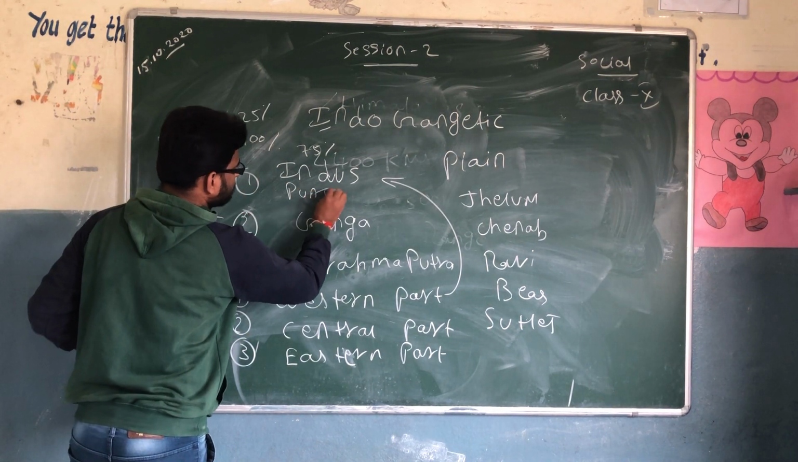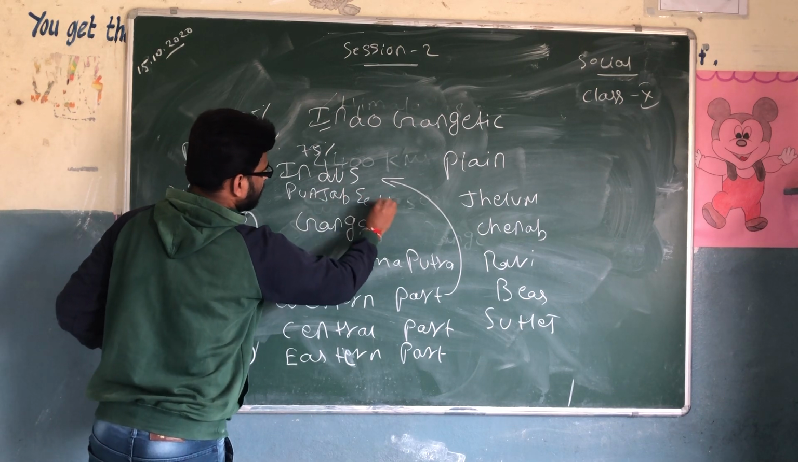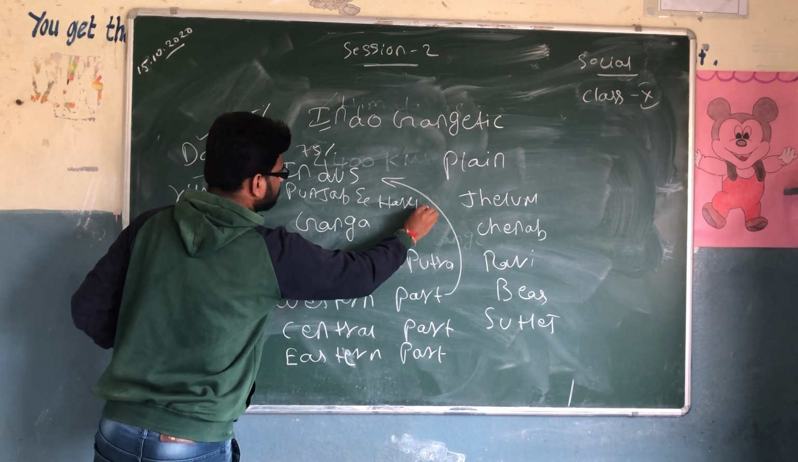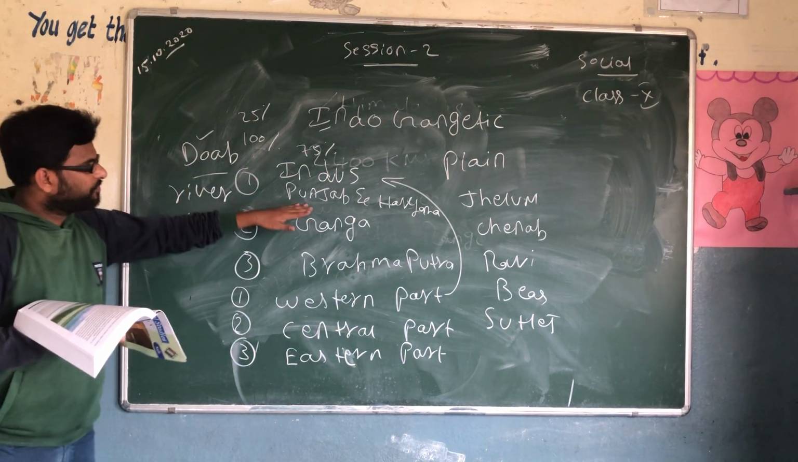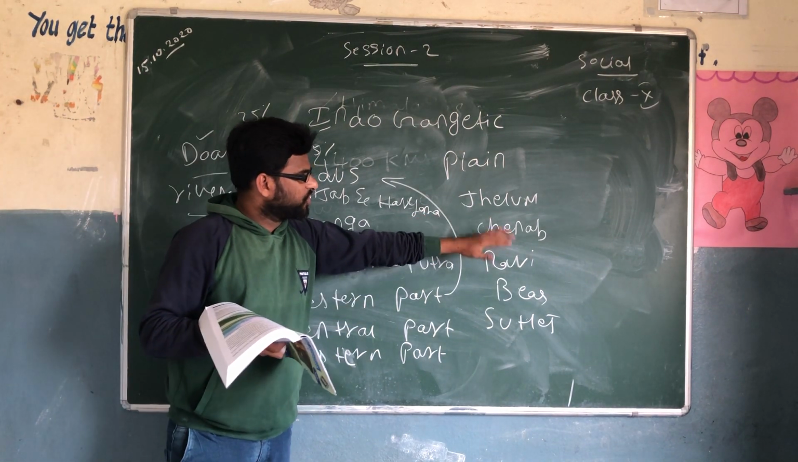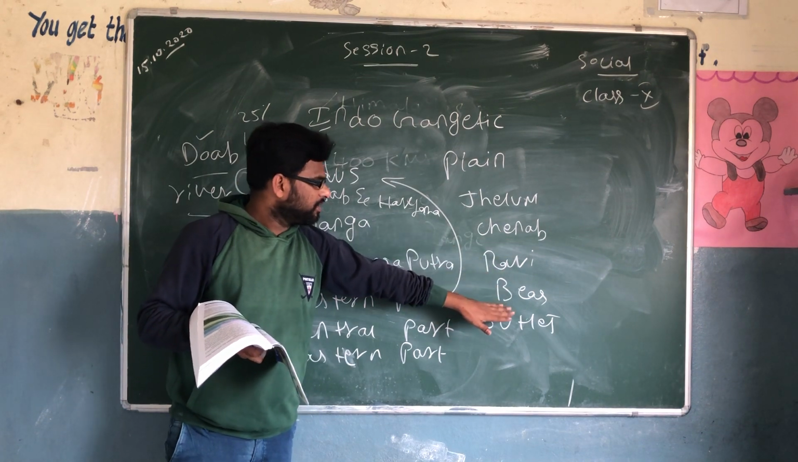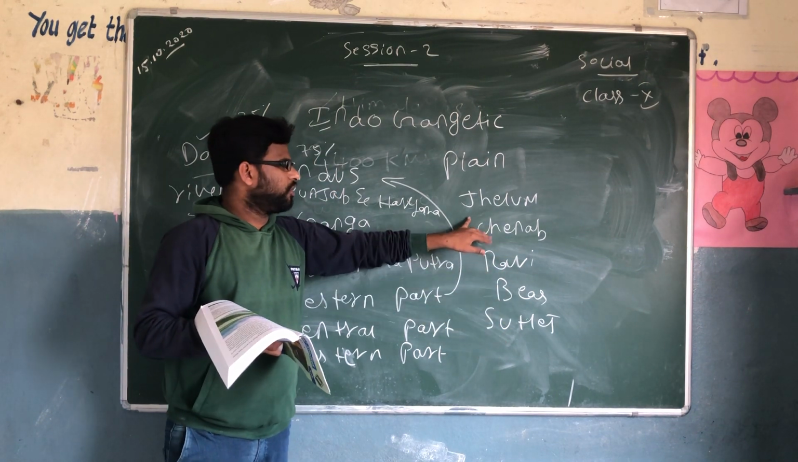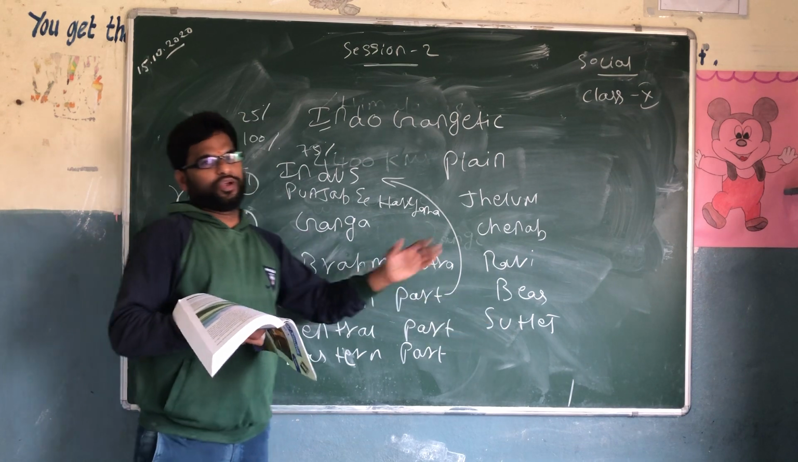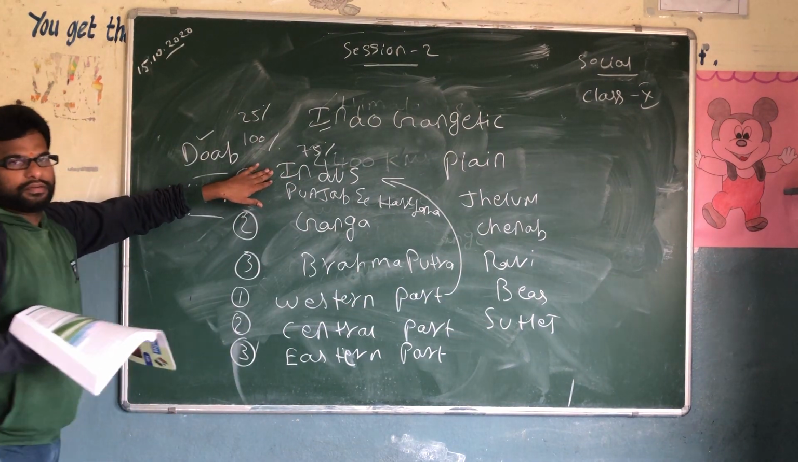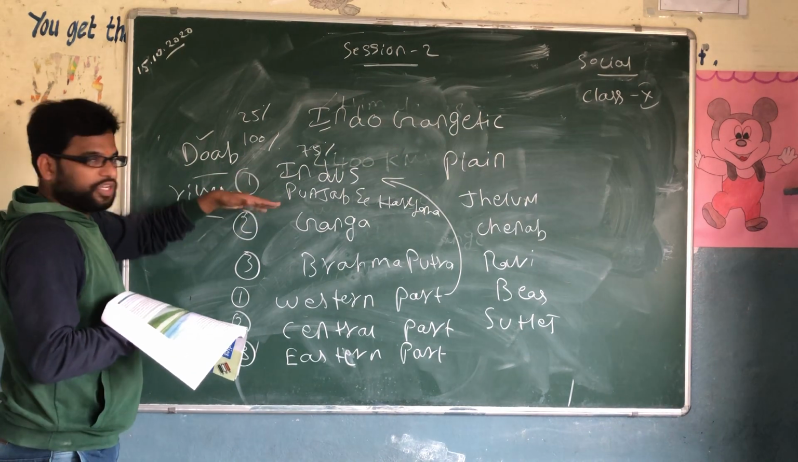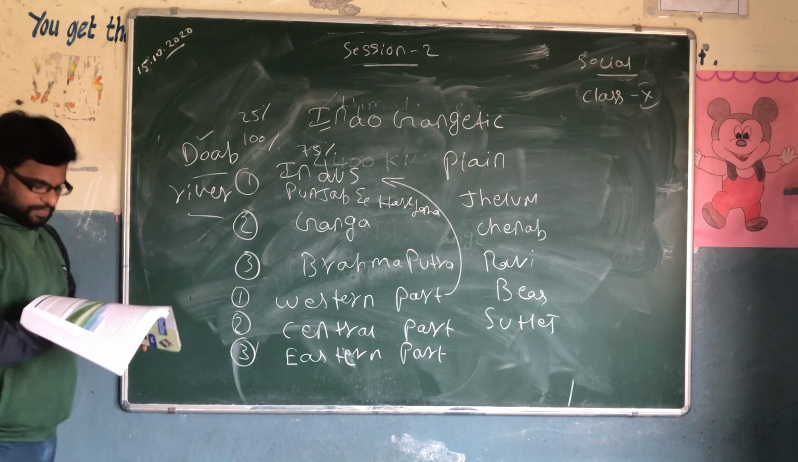Punjab and Haryana, right? How is it getting flowed? Because of the Chenab, the Ravi, these tributaries. These are the small rivers that are flowing from the Himalayas, and they are mixing with the Indus River.